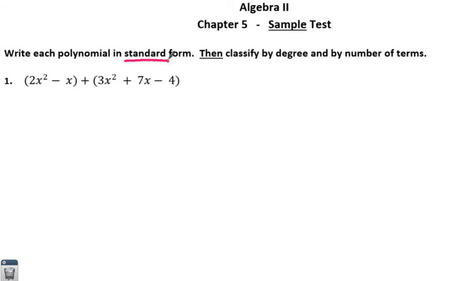And to classify by number of terms, remember that if there's 3 terms, it's called a trinomial. 2 terms is called a binomial, and 1 term is called a monomial.